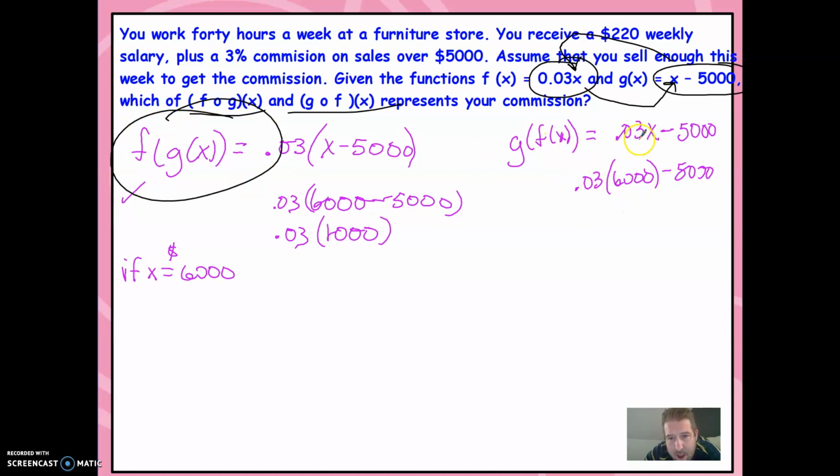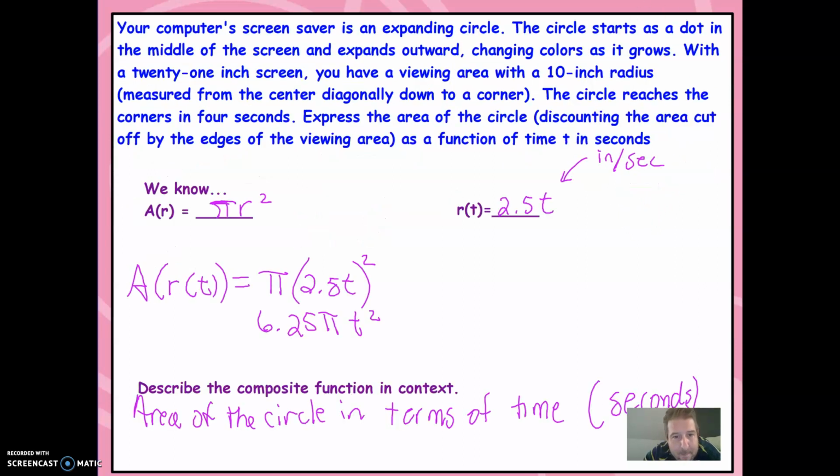If you do it the other way around, if you take g of f of x as your function and solve, you don't get the right answer, because this percent of 6,000 is going to be a lot less than 5,000. It wouldn't make sense, because that would actually mean that you would owe them money, and that doesn't make sense in the context of the question.